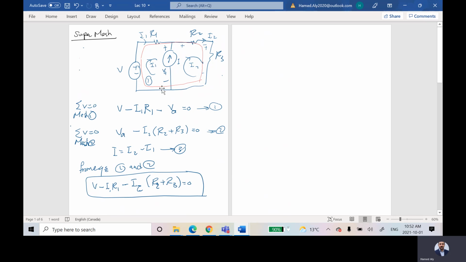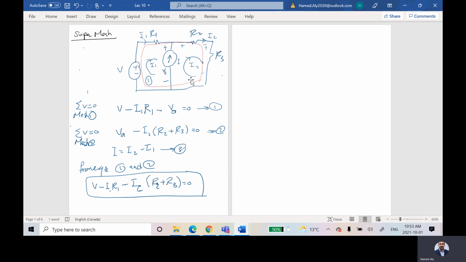Let us write the equation. V minus I1 R1 minus I2 R2 minus I2 R3, which is this equation. So instead of saying summation of the voltage for this guy is equal to zero, summation of the voltage for this guy is equal to zero, I can say summation of the voltage for the super mesh is equal to zero. This will simplify it more.